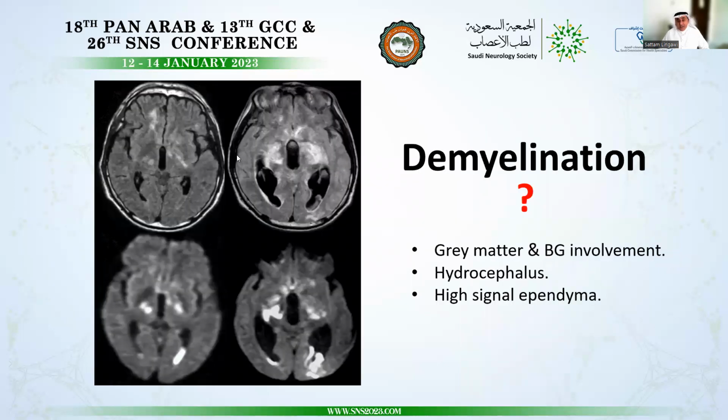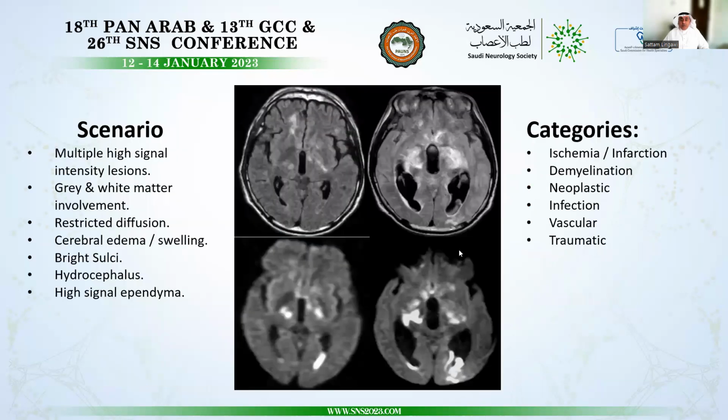So is this a demyelinating process? Well, there's again hydrocephalus, abnormal restricted diffusion within the ventricles and along the edges of the ventricles. There are bright sulci. There's gray and white matter involvement, which are all not classic for demyelination. So maybe not likely. Moving on to the next category: could this be neoplastic?